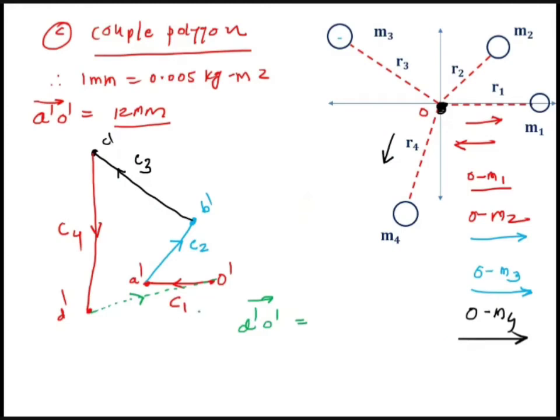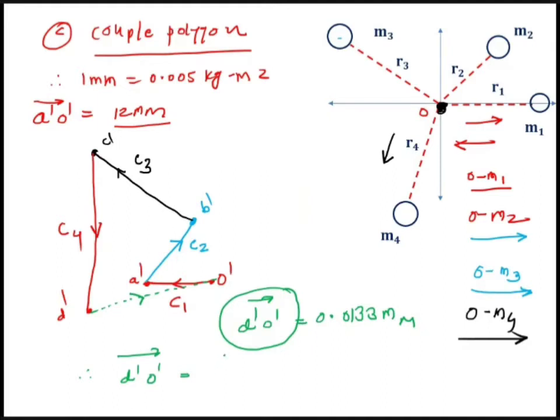This couple vector D dash O dash, the starting point is D and the ending point is O. So vector D dash O dash indicates the couple which is equal to 0.0133 mm. Okay, is it clear? Now what you will do? Measure this vector D dash O dash. After measuring, the length of this vector D dash O dash is equal to 43 mm.